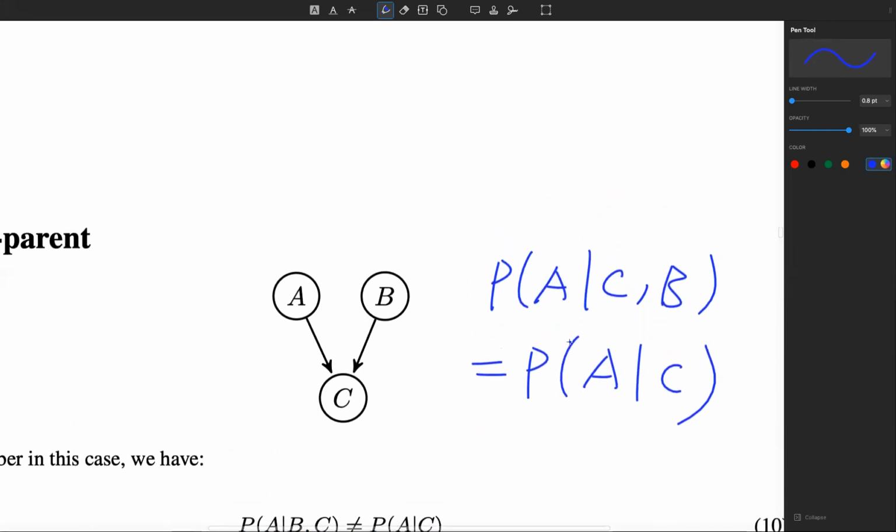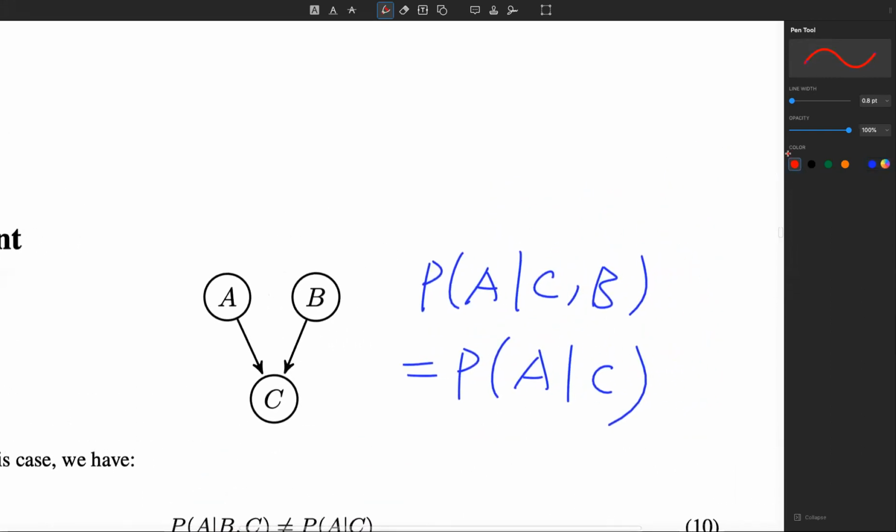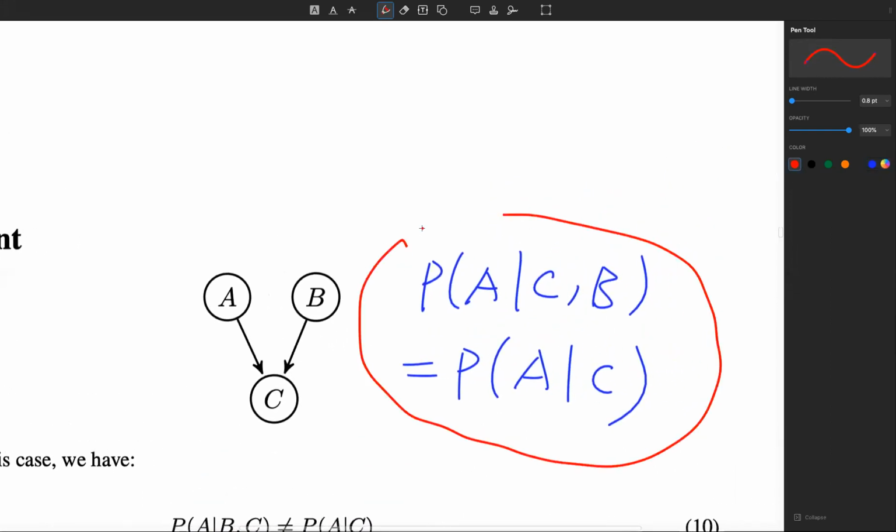So who agrees with me? Who thinks this is true? Yeah, okay, who thinks this is true? Anyone else? So who thinks it's false? One versus one. Who's winning?